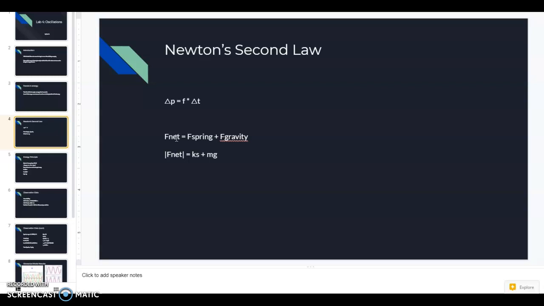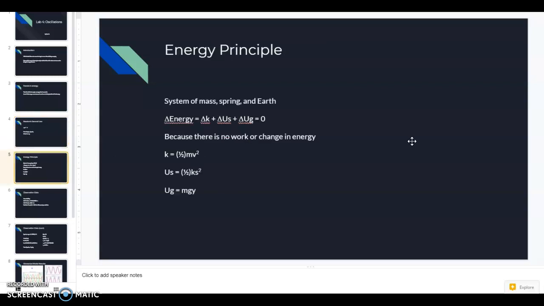Newton's second law is involved as it states the change in momentum is equal to the force times the change in time, which allows us to break down net force into the sum of spring force and gravity, and breaking down net force even further into its components as shown below.